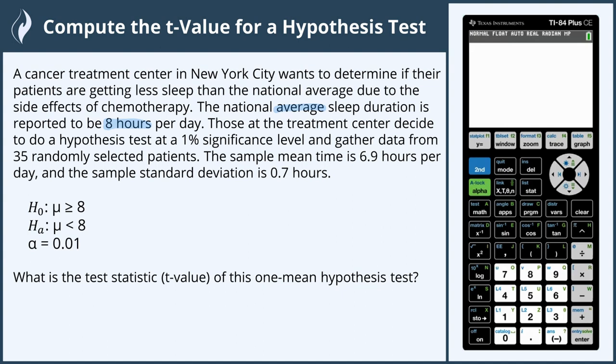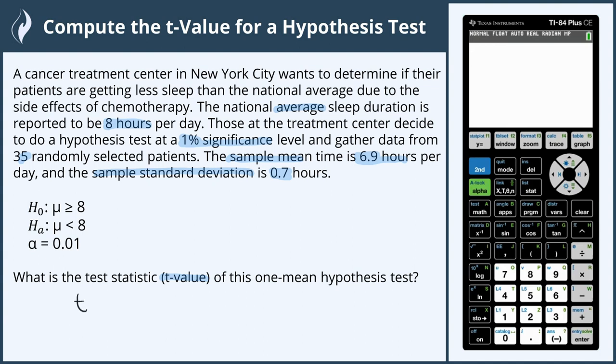Those at the treatment center decide to do a hypothesis test at a 1% significance level and gather data from 35 randomly selected patients. The sample mean time is 6.9 hours per day, and the sample standard deviation is 0.7 hours. We have a null hypothesis of mu being greater than or equal to 8 hours per day, and the alternative hypothesis is that the average is less than 8, with a significance level of alpha equaling 0.01. What is the test statistic, or t-value, of this one mean hypothesis test?